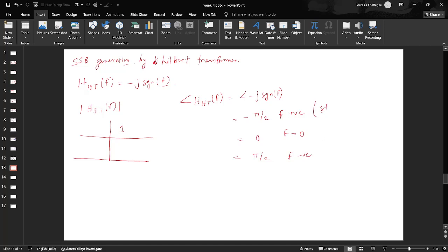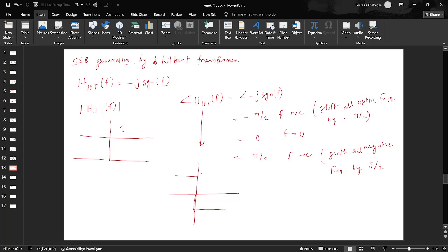So it essentially shifts all positive frequencies by minus pi by 2, and shifts all negative frequencies by pi by 2. So if I draw a visual representation of that, I'll get something like this. Pi by 2, minus pi by 2.